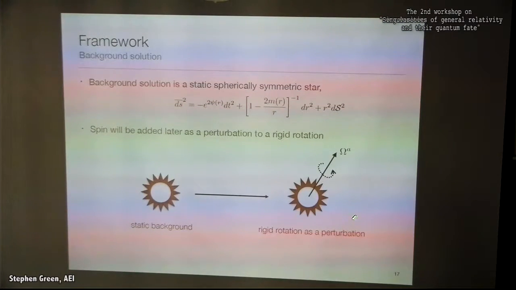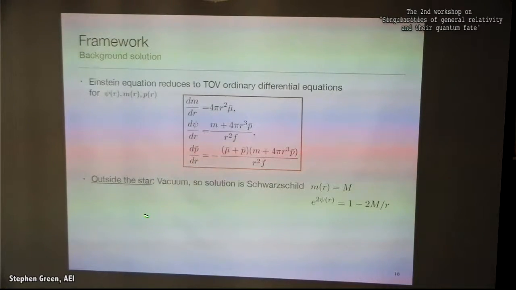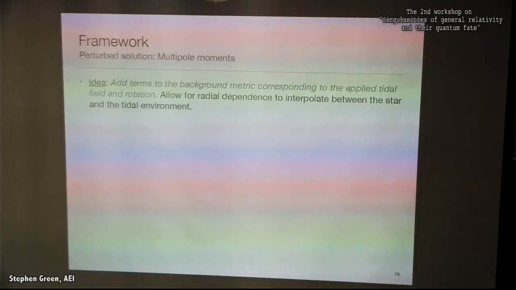So if we have our static background, we're going to perturb it. Well, the Einstein equation then reduces to the TOV equations. These are ordinary differential equations for psi of r, m of r, and the pressure. And if you solve these subject to an equation of state, then you get your stellar solution. So outside the star, it's just vacuum, so the solution is Schwarzschild. Inside the star, it depends on the equation of state, and the boundary conditions that we have to impose are that at r equals 0, the origin, we require regularity, and at r equals capital R, the surface of the star, we have to match it to the exterior. So this is all very standard textbook stuff on how to study stars.